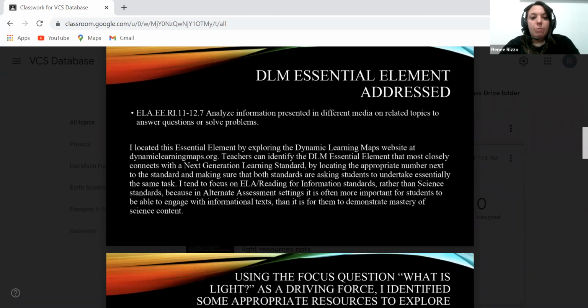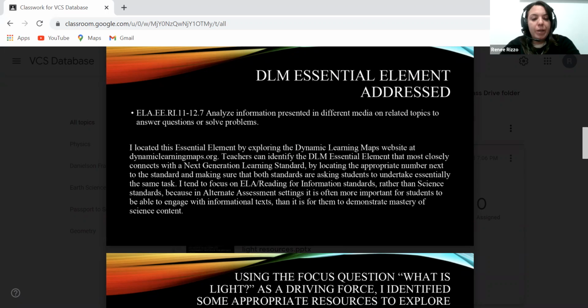DLM Essential Element addressed: ELA EE.RI.11-12.7. Analyze information presented in different media on related topics to answer questions or solve problems. I located this essential element by exploring the Dynamic Learning Maps website at dynamiclearningmaps.org.